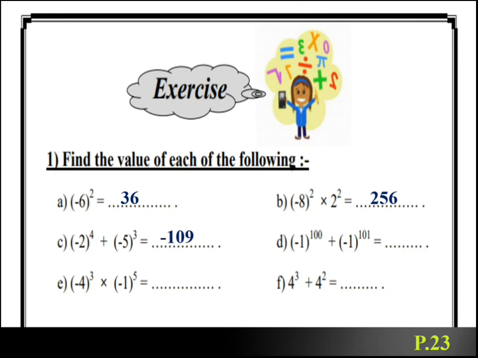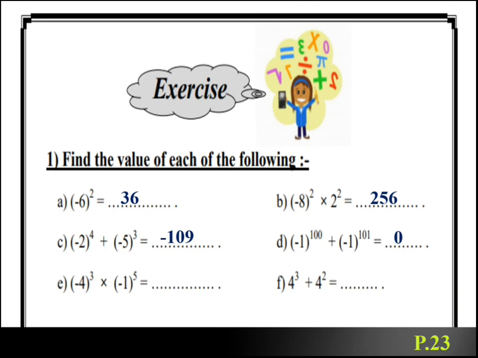And letter D, we have same bases, but what is the sign between them? Plus. So if you have the sign plus, you can solve it without any steps using your calculator. -1 between brackets power 100 plus -1 inside the brackets power 101. The answer will be 0.